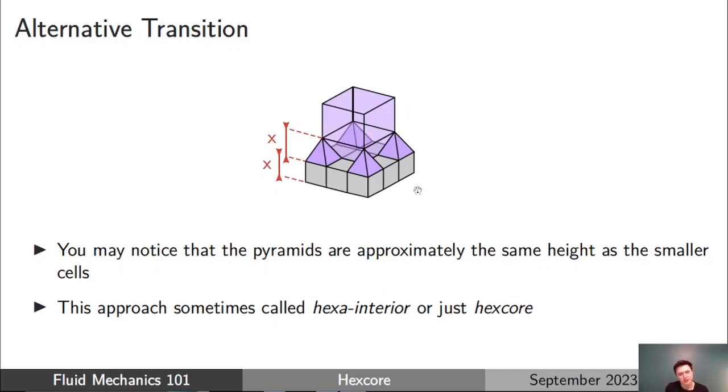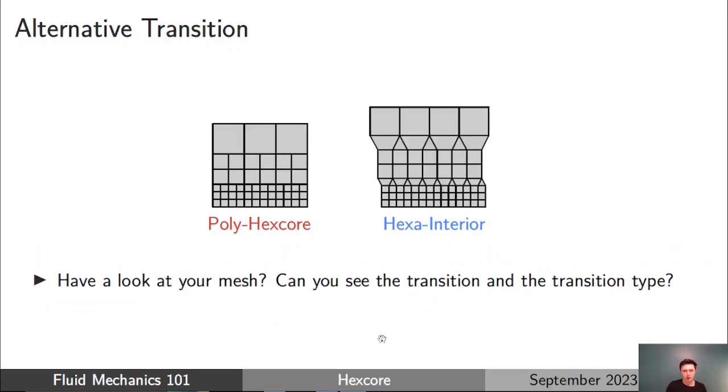And because this method of transitioning between layers in the Hexcore doesn't use polyhedral cells, sometimes you'll see this just referred to as Hexcore without the poly prefix, and sometimes you may see it referred to as hexa-interior or other. But hopefully by now you've got a good understanding of what the differences are between the different types of Hexcore transition, and actually it's this method of transferring between smaller cubes and larger cubes that glues the whole Hexcore approach together.